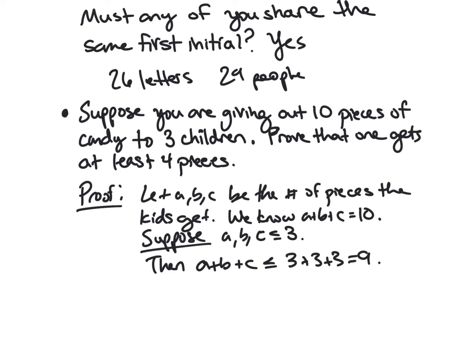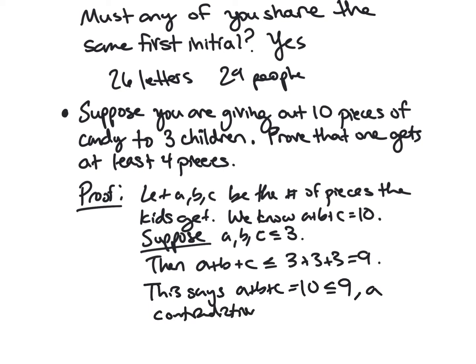But then this is our contradiction, right? Because this says A plus B plus C, which is 10, is less than or equal to 9. But this is obviously impossible, right? So this is our contradiction. And so at least one of these is at least 4. And that would be our proof.